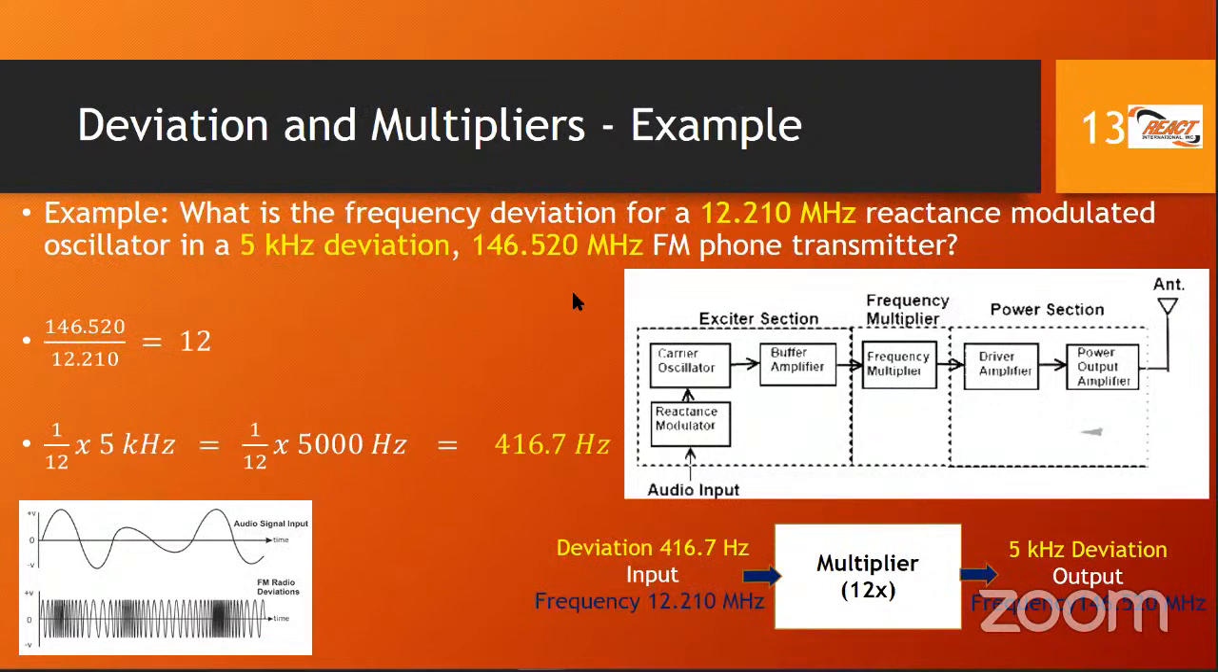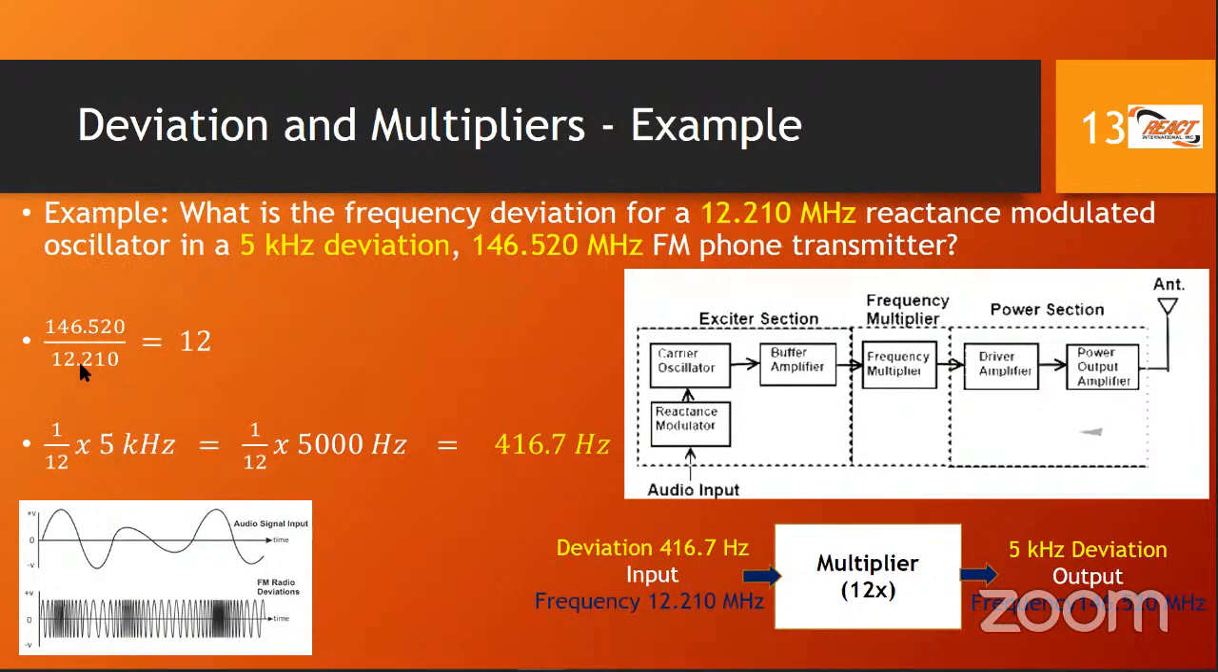Remember, we are talking about multipliers. So we want to end up with a transmitter transmitting on the frequency 146.520 megahertz. That is in the 2 meter VHF band. That's where we want to end up. But before multiplying, we are starting by generating a frequency of 12.210 megahertz. Remember, we said we're generating a lower frequency. We are able to generate that, and then we need to multiply it. When we generate that, we have to multiply it by 12, and when we do that, we will end up with 146.520.